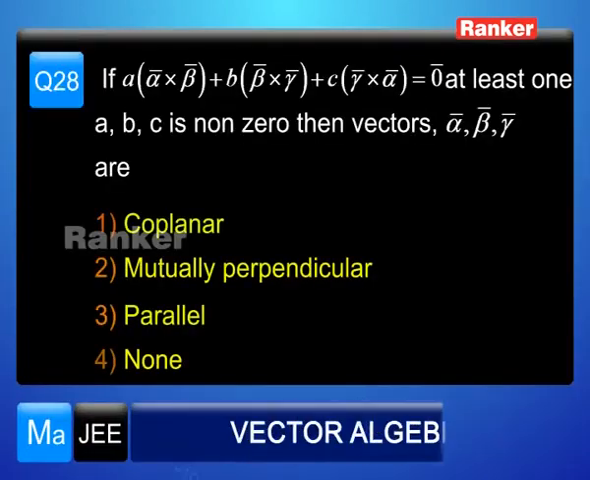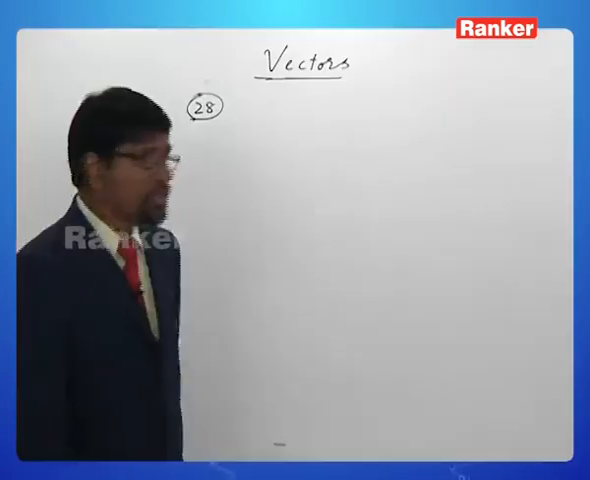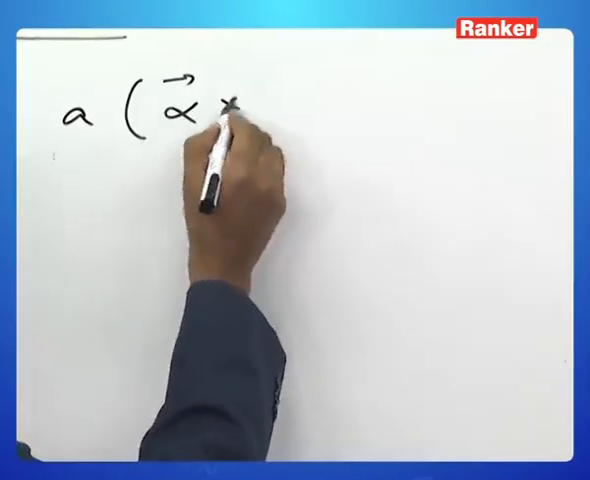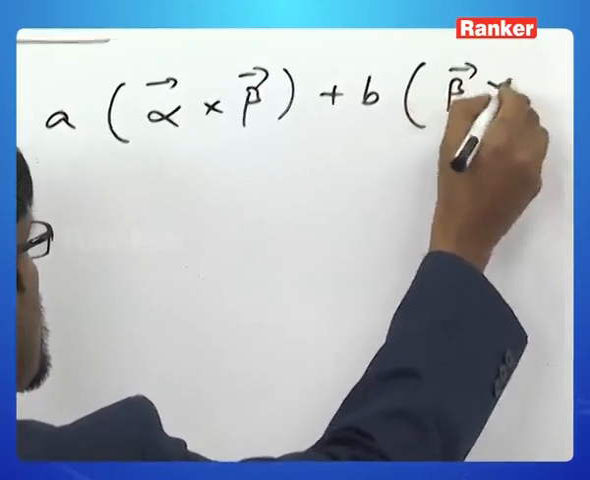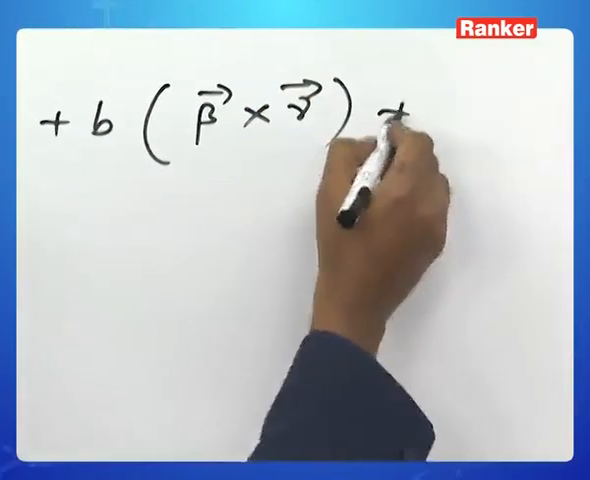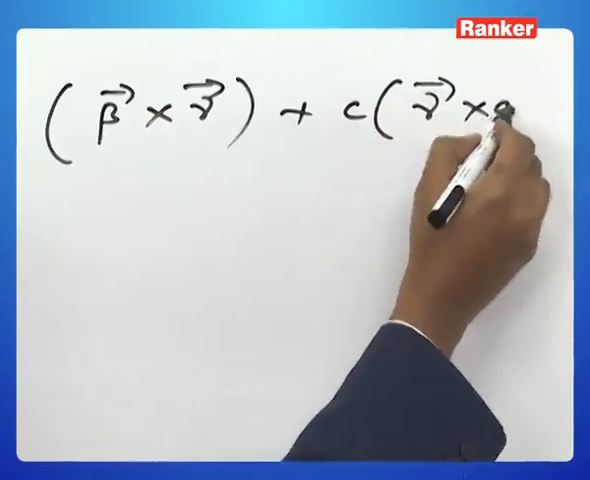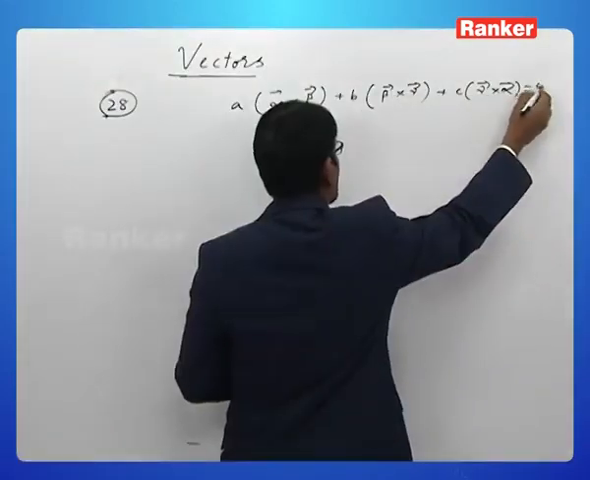Question number 28. If a into alpha bar cross beta bar plus b into beta bar cross gamma bar plus c into gamma bar cross alpha bar is equal to a null vector with at least one of a, b, c non-zero, then the vectors alpha bar, beta bar, gamma bar are: first option coplanar, second option mutually perpendicular, third option parallel, fourth option none of these. Let's have a look at this. Alpha bar cross beta bar, beta cross gamma and gamma cross alpha equated to null vector.